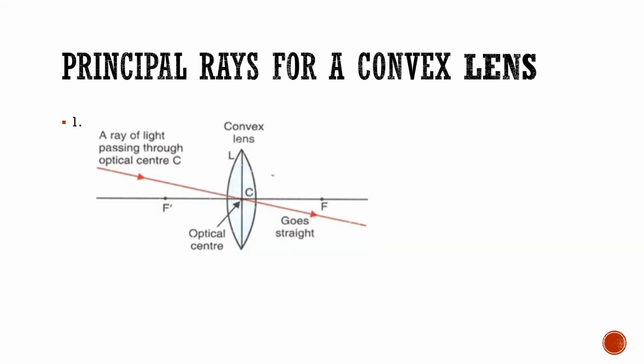When we draw ray diagrams for a convex lens, we need to know three principal rays. Here, the first principal ray has been given. We can see the light ray which goes through the optical center of a convex lens goes straight, and also a ray of light going along the path of the principal axis of a convex lens also goes straight and does not deviate.